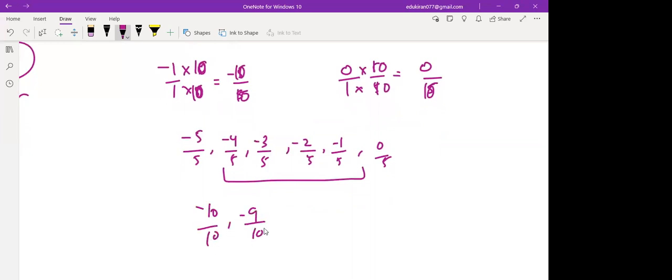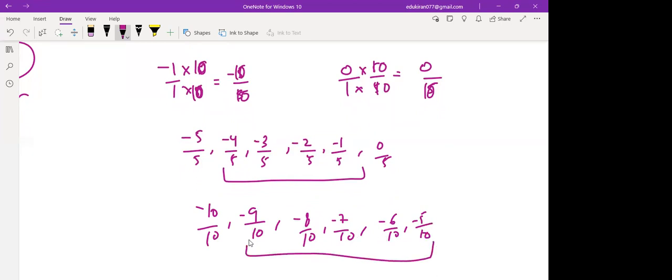Then minus 9 upon 10, minus 8 upon 10, minus 7 upon 10, minus 6 upon 10, minus 5 upon 10. 1, 2, 3, 4, 5. You got 5? Done. Fine?